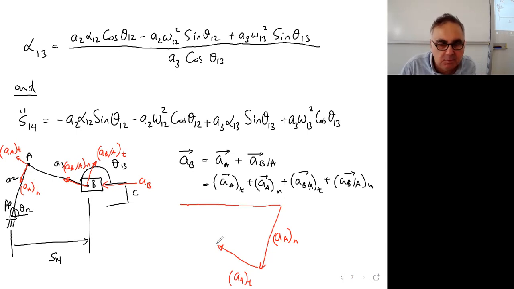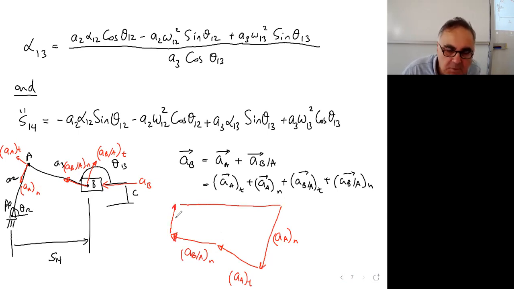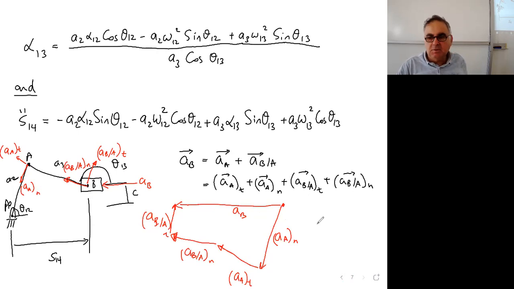AB relative to A normal will be something like this. This is AB normal. And then perpendicular to that is going to be AB relative to A tangential. And finally, this whole thing is going to be AB. Okay. So this is called the acceleration polygon.